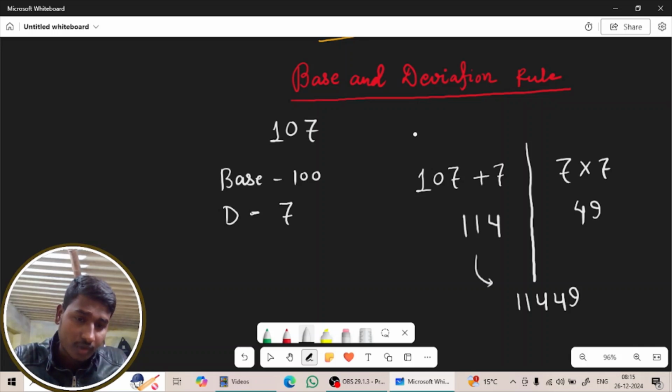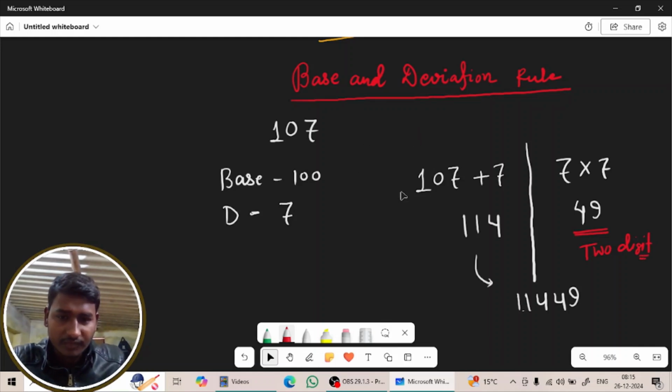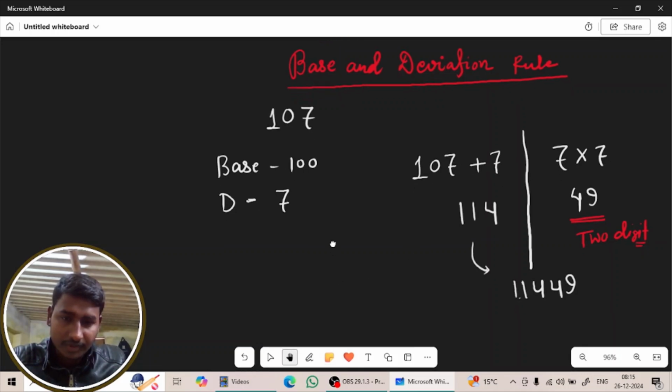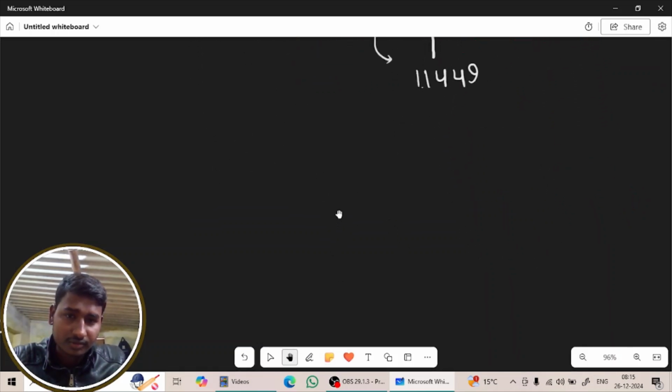Now, one most important thing: on this side, when you multiply the deviation number, only 2 digits are allowed here. Since we have only 2 digits, this is very easy. So 2 digits are allowed on this side. Let's just take another number. You'll understand this also.